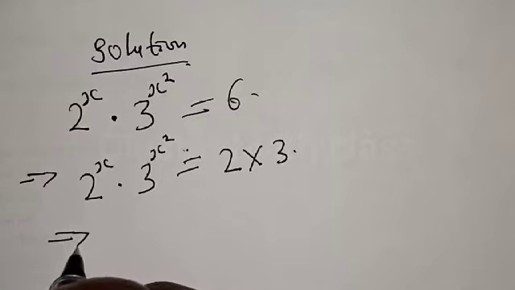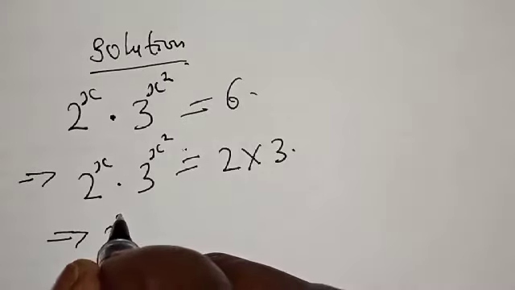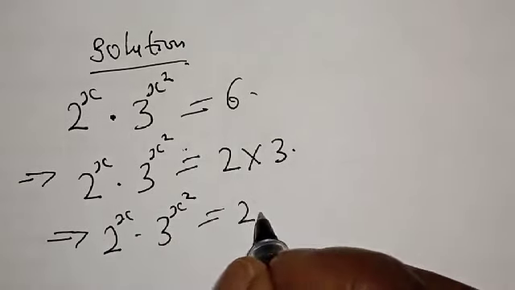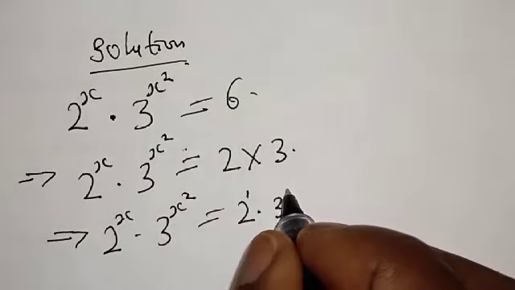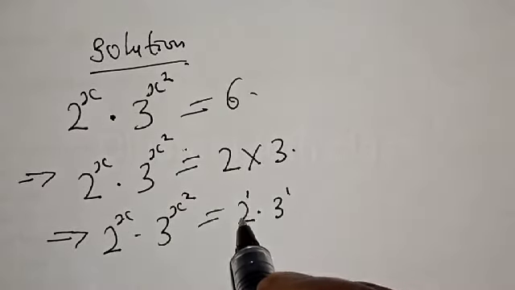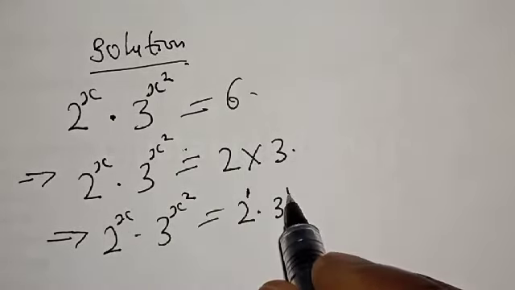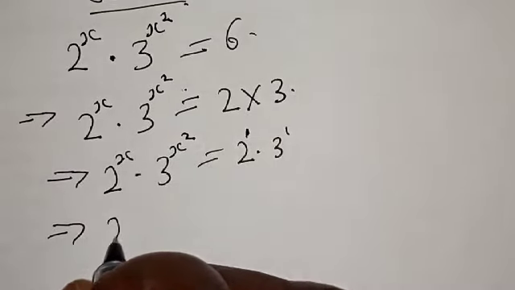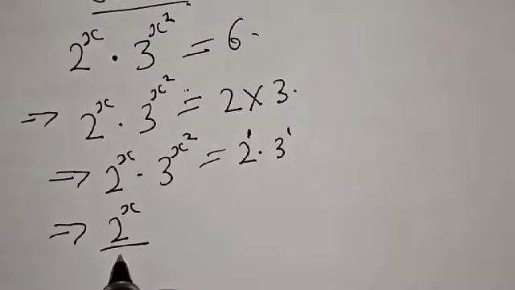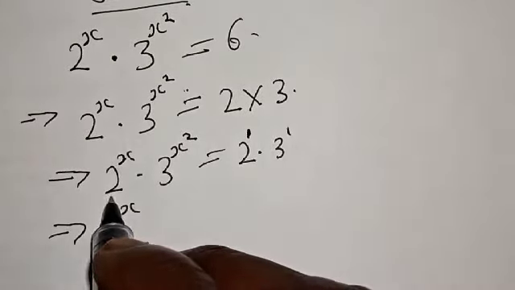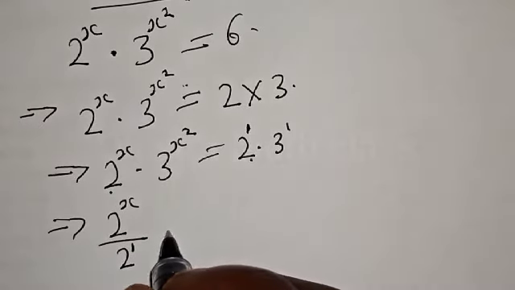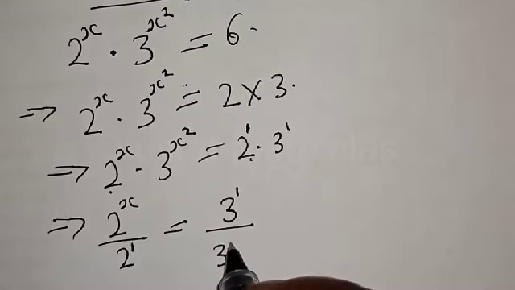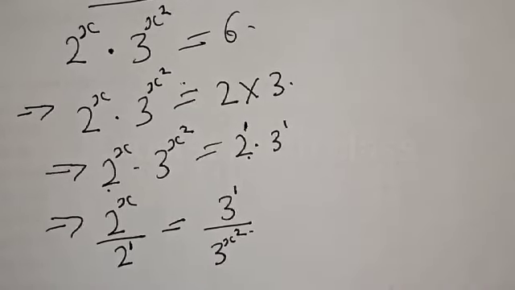Then this implies that we have 2 raised to power x multiplied by 3 raised to power x squared will be equal to 2 raised to power 1 multiplied by 3 raised to power 1, because 2 is the same thing as 2 raised to power 1 and 3 is the same thing as 3 raised to power 1. Then this implies that we have 2 raised to power x over 2 raised to power 1, because this is base 2, will be equal to 3 raised to power 1 over 3 raised to power x squared.